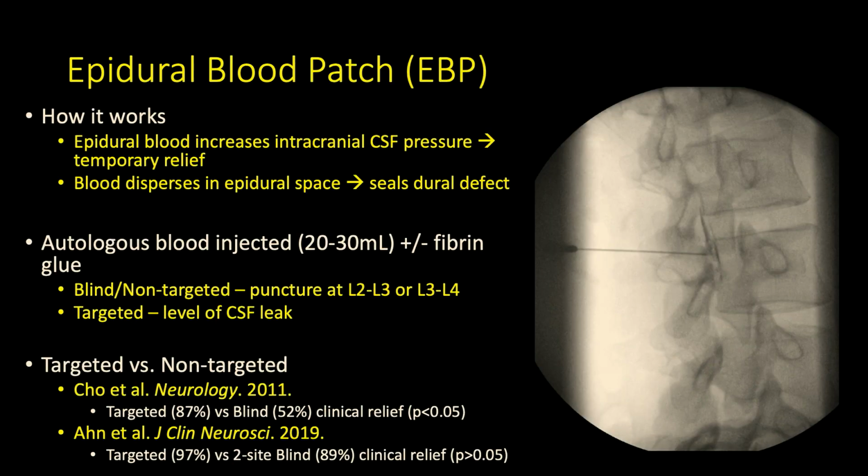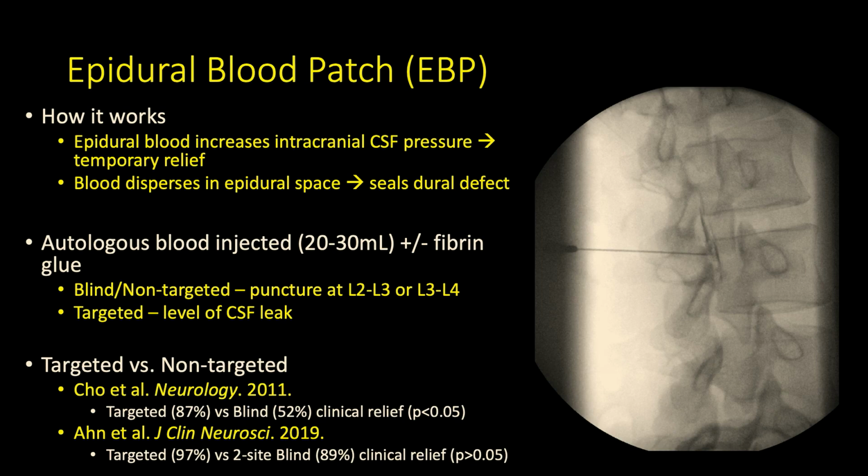So for epidural blood patching, the way that this works is the patient's own blood is injected into their epidural space. And why this works is because you're creating mass effect in the spinal canal with the injected blood, and it's going to displace their spinal fluid up into their intracranial compartment. So it's going to cause temporary relief of their positional headaches. And also the blood will disperse throughout the epidural space, and it often seals the site of dural defects. So it's sort of diagnostic in a way and therapeutic.